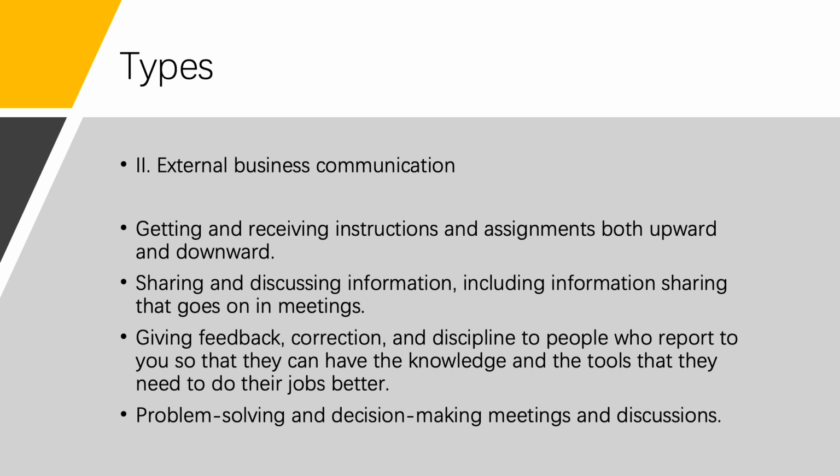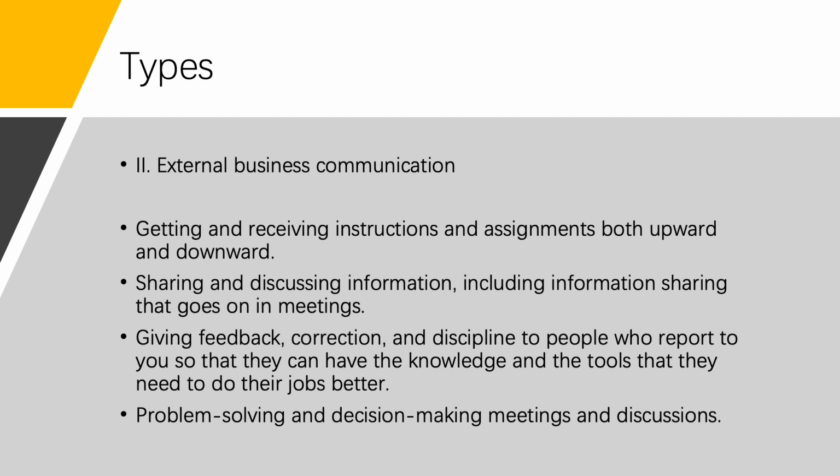The first one is getting and receiving instructions and assignments both upward and downward. The second one is sharing and discussing information, including information sharing that goes on in meetings. When communication fails in this area, it causes tasks to be done improperly or not at all.